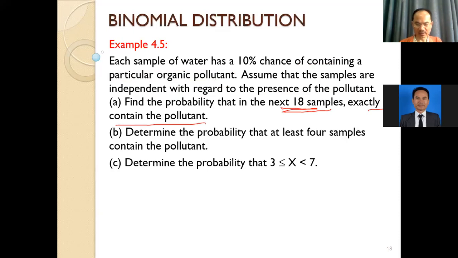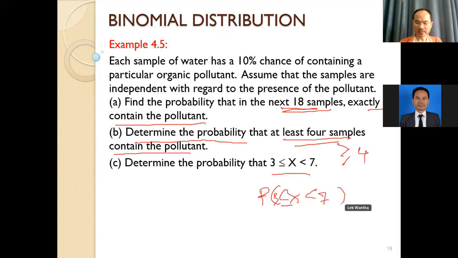The second question: determine the probability that at least 4 samples contain pollution, that is, x greater than or equal to 4. And the last one: determine the probability that x is between 3 and 7. So we have 3 events, or 3 probabilities.